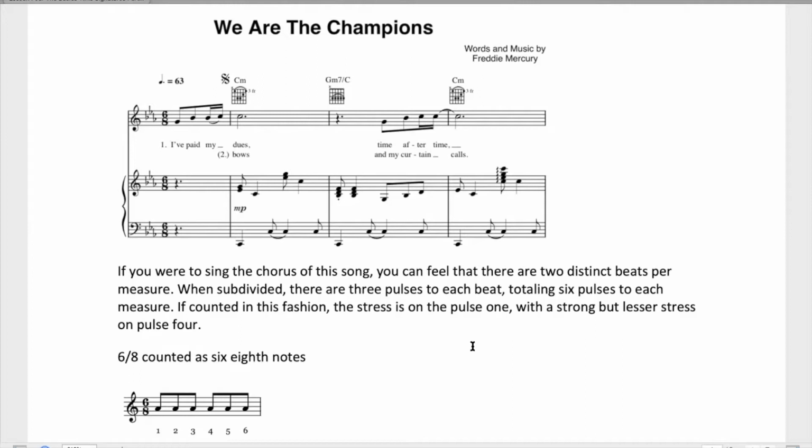For example, counted as 6/8, as 6 eighth notes: 1, 2, 3, 4, 5, 6. It would be in this pulse. 1, 2, 3, 4, 5, 6. If you were listening to my clapping, you will notice that the pulse on beat 1 is stronger than the pulse on beat 4. If you were to sing the song, and everyone knows the chorus, I'll give you 6 beats for nothing.